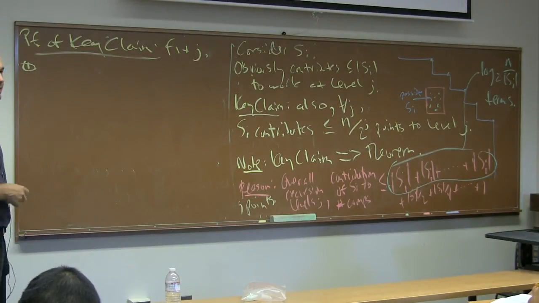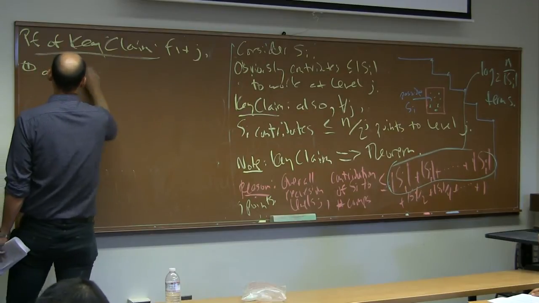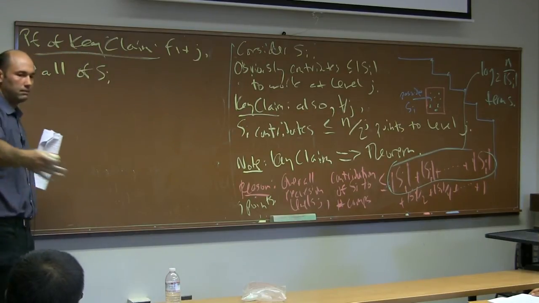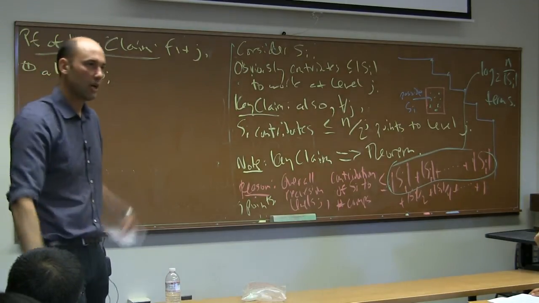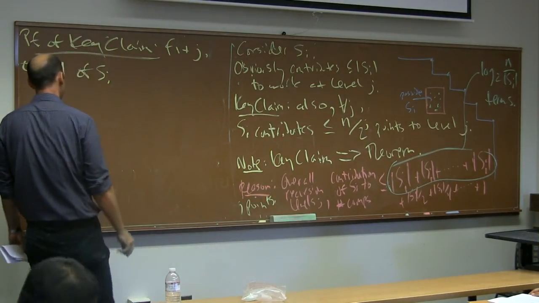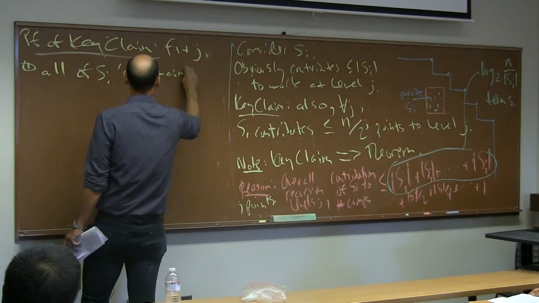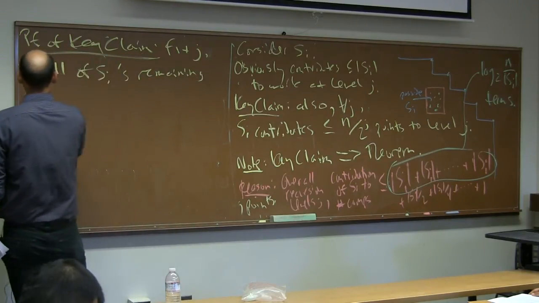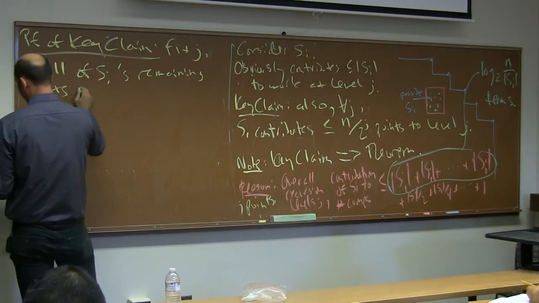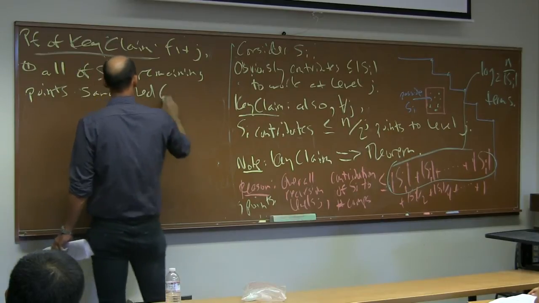I'm going to break this proof into 2 steps. First of all, fast forward to recursion level J, and we've got to talk about who's left. Who are the survivors of S sub I? So the first claim is that all of S sub I's remaining points are sandwiched in X coordinate.